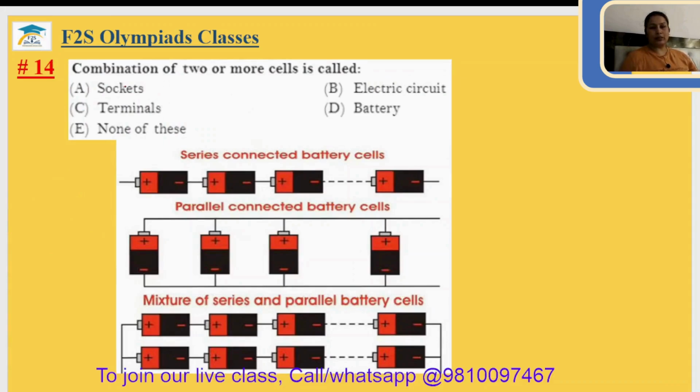Question number 14. Combination of two or more cells is known as? If two or more cells are connected either in parallel connection, series connection, or mixed connection, these are known as a battery. So 14th answer will be option D.